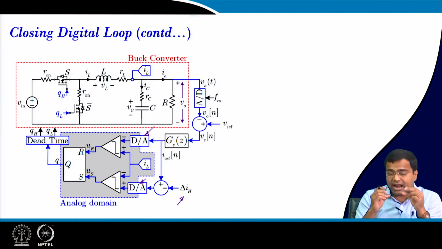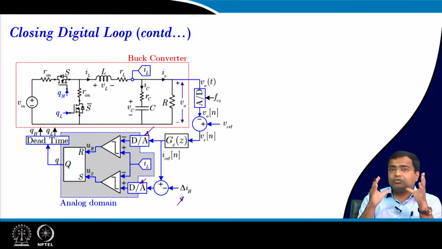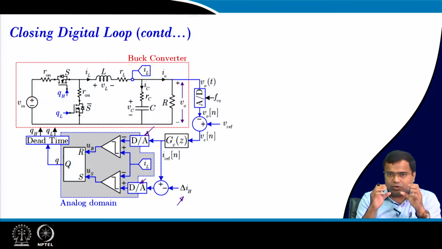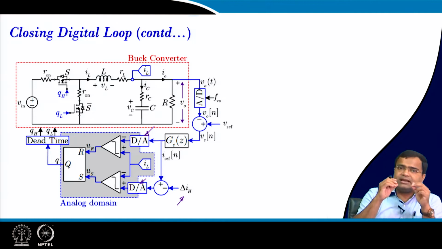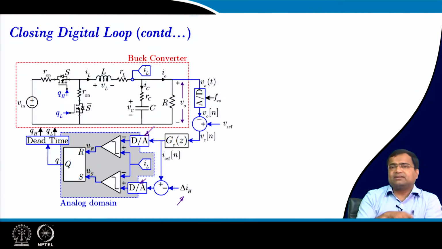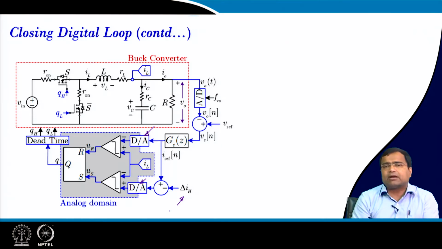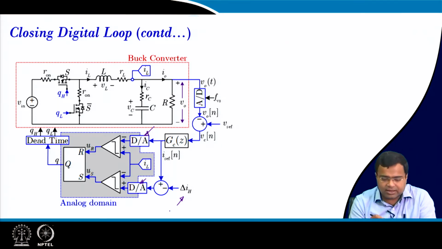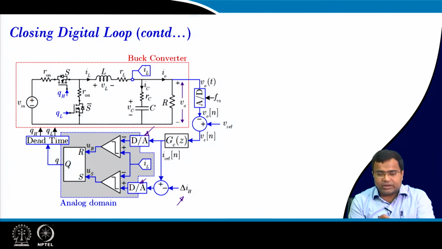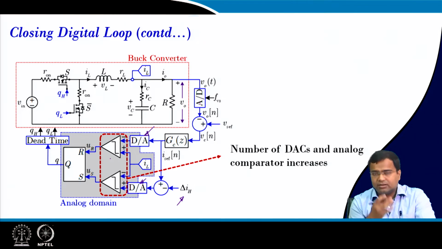Because we need to adjust delta IH, which is one of the parameters, or degrees of freedom, to control the switching frequency. If you want to control the switching frequency, you can simply adapt the hysteresis band, which is a very well known method and can be very easily accommodated in digital control. But the use of two D to A converters and two analog comparators is practically not acceptable. Then what is the way? How can we reduce both DAC and comparator?